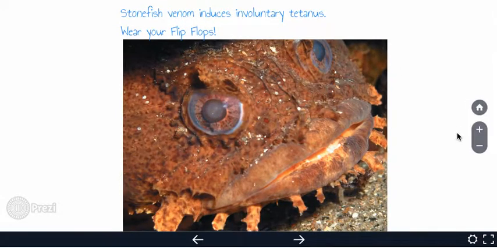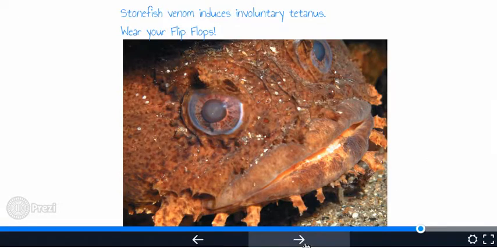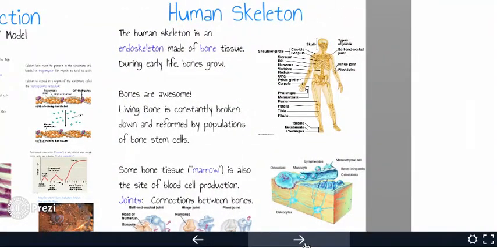All right? So an involuntary tetanus is not a good thing, right? So if it's involuntary and your muscles are contracted with stonefish venom, that can be dangerous. All right, so human skeleton is an endoskeleton because it's within your body. Exoskeletons are found on arthropods. Means the skeleton is on the outside, which is made of chitin. Okay, so for humans, it's all about the bone tissue.